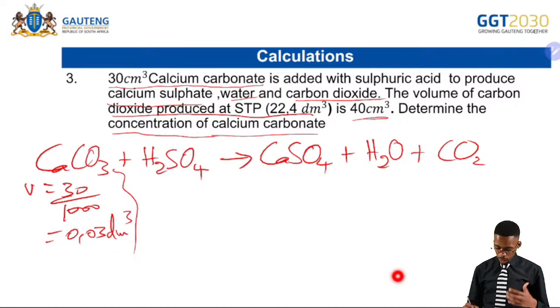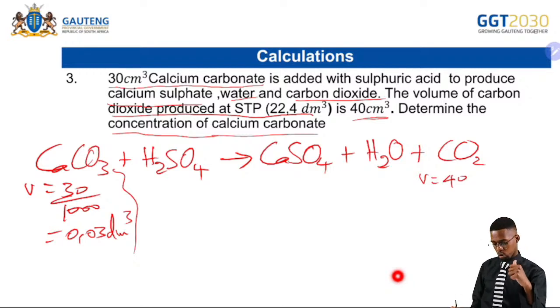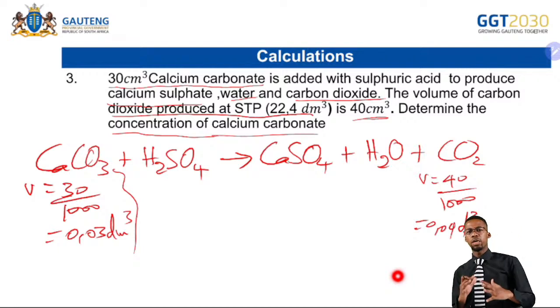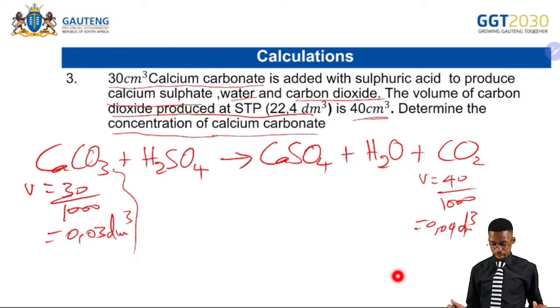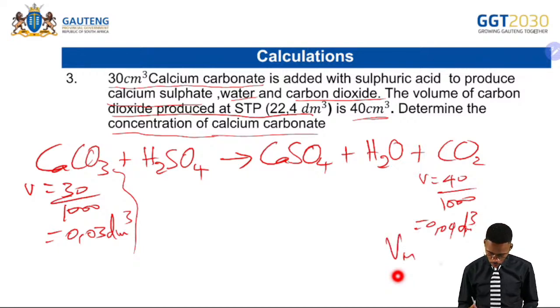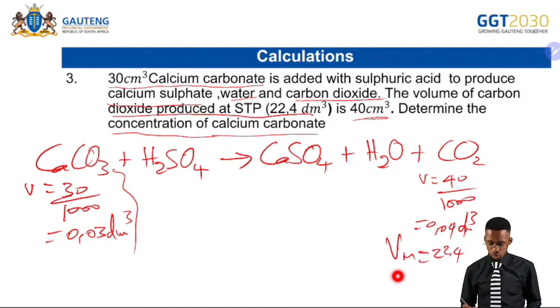And then the volume of carbon dioxide. Now, at STP, the volume is 40 cm³. We must convert this volume to dm³. So we divide by 1000 and we get 0.04 dm³. It's very important to make sure that we make our lives easier. But here now, for carbon dioxide, we are also told the volume at STP, meaning that we do know the molar volume at STP, which is 22.4.